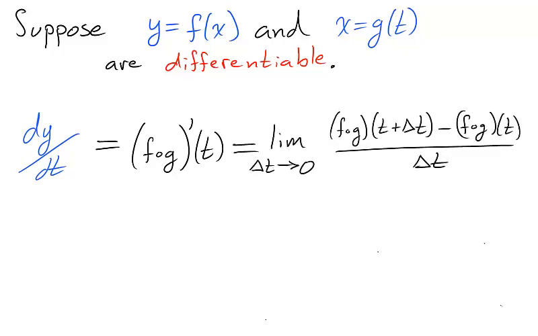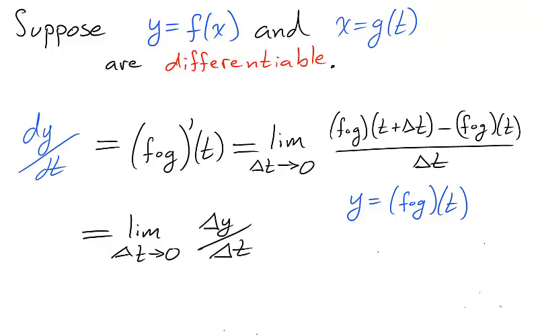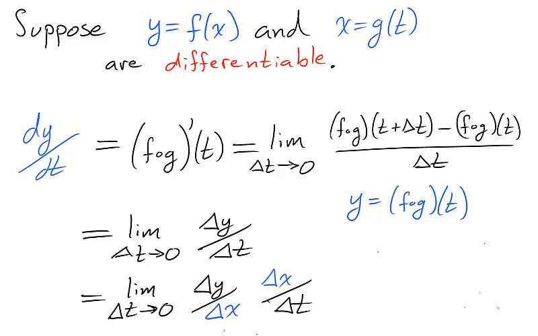We'll find this derivative through the limit definition. But instead of h, we'll talk about delta t, which represents the change in t. Since y is equal to the composition of f of g at t, our limit can be written as delta y over delta t. But we know that y depends upon x, and x depends upon t, so we can algebraically work delta x into the fractions.